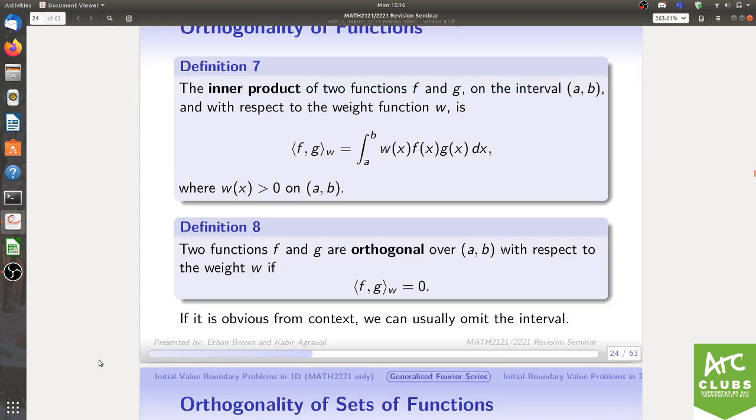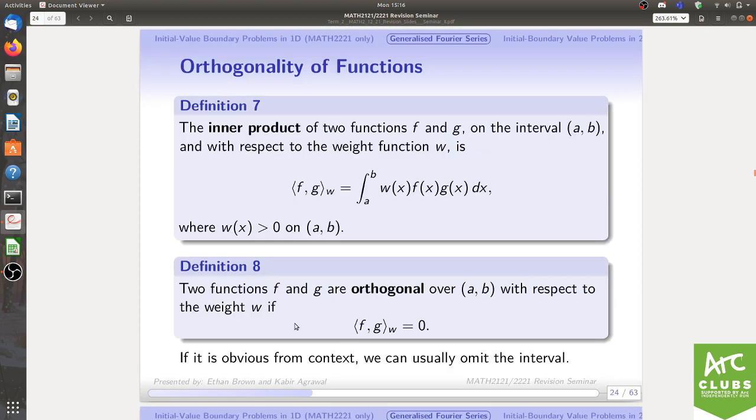Now, in a similar way to when we had two vectors are orthogonal whenever their dot product is 0, two functions are orthogonal if their inner product is equal to 0 with respect to that particular weight. We don't really care too much about the interval because it's going to be kind of obvious, but that's basically what we're going to be considering in terms of orthogonality.